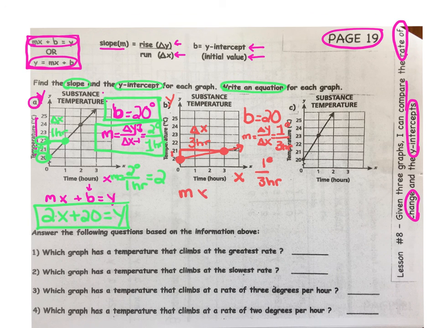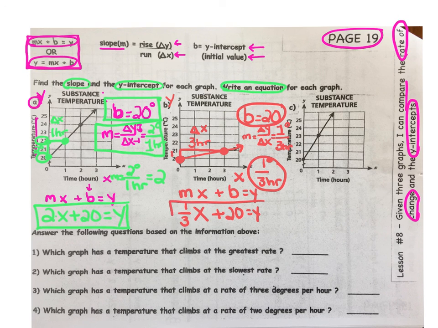So we know we're going to go mx plus b equals y. In this case, our slope, our rate of change, is 1/3 times x plus, now we still start at an initial value of 20 degrees, equals y. This is the equation for our second graph. Now let's take a look at our third graph. We can see this is the steepest line of all 3 graphs.